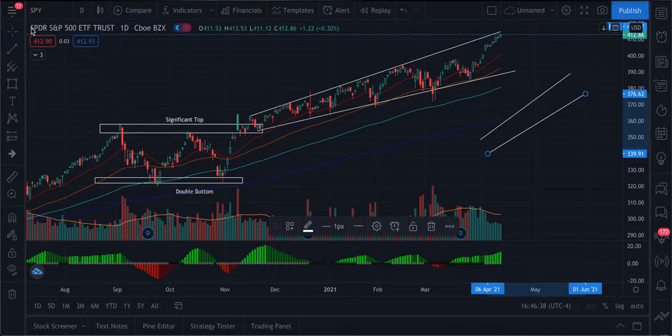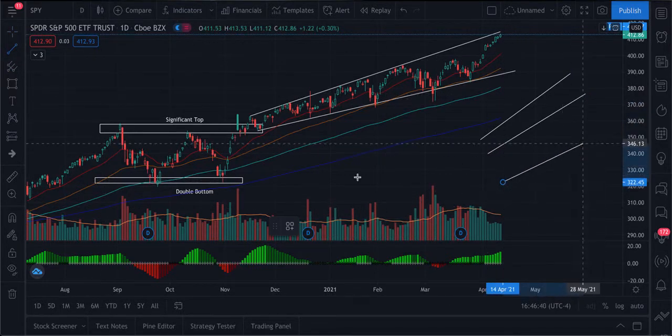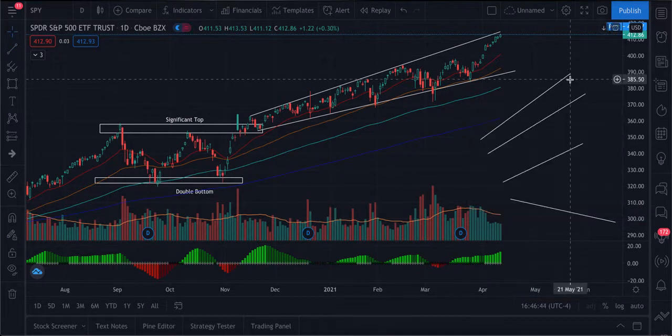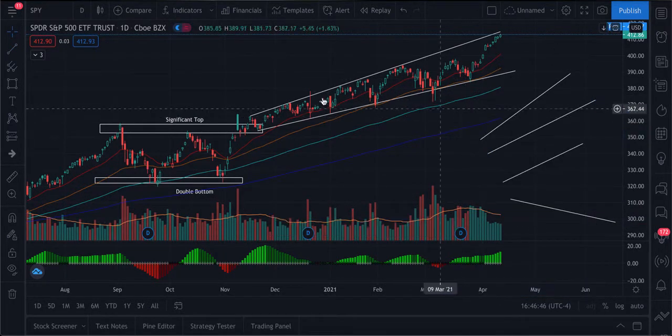It could look like this, right? But normally they are not this tight. This is a very, very tight channel.